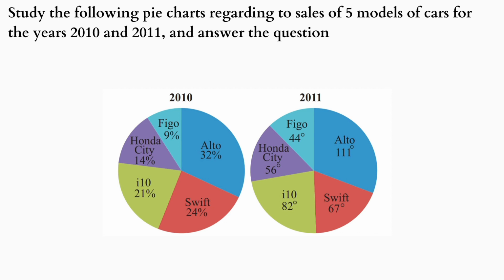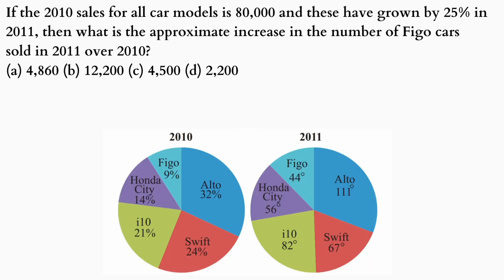So study the following pie charts regarding sales of 5 models of cars for the years 2010 and 2011 and answer the question. Okay, this is the pie chart, 2 pie charts here. The first one represents the year 2010 and the second one represents the year 2011, and the percentage of shares of all these brands is given. 5 models of cars. Okay.